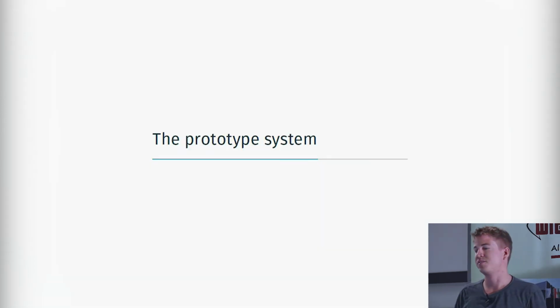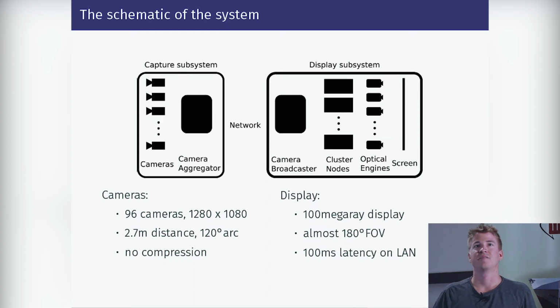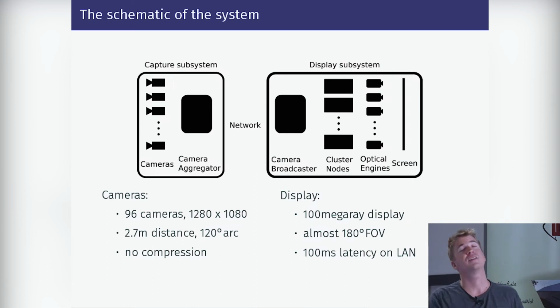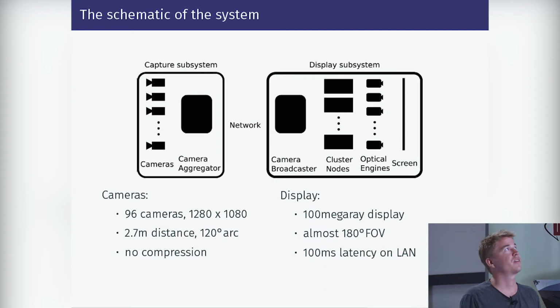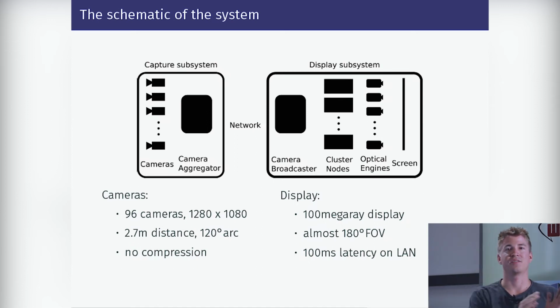Yeah. So let's go for the prototype system. Well, this is the schematic. Cameras, there is a camera aggregator, which in the current state is basically just a power over Ethernet switch that collects all the information from the cameras and then pipes it through a LAN, which currently is just a fiber optic due to the immense bandwidth requirement. And on the other side, we have the distribution of all these camera streams to the slices of the light field processing units that we have.